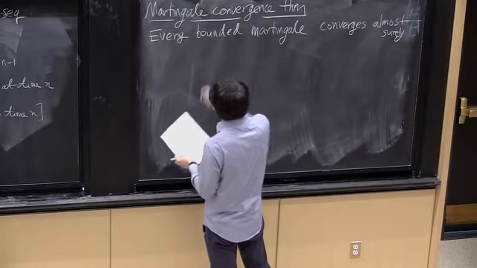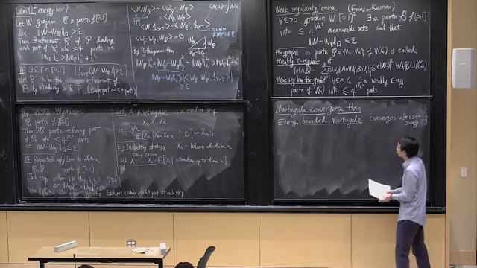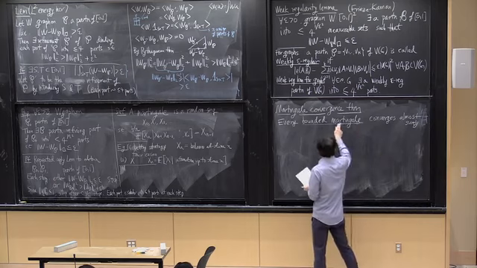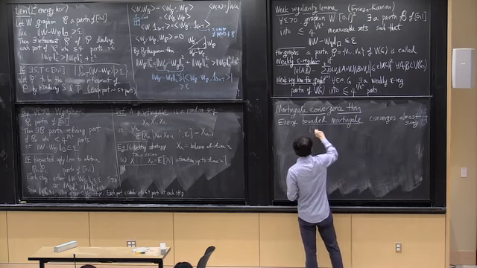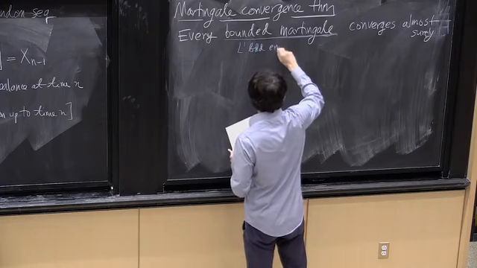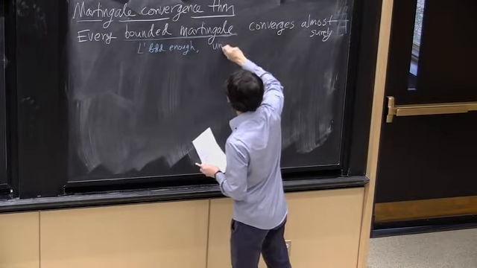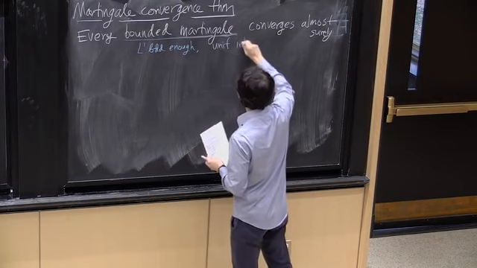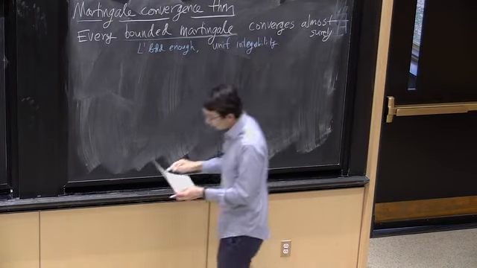I want to show you a proof of this fact. Let me just mention that the bounded condition is a little bit stronger than what we actually need. From the proof, you'll see that you really only need them to be L1 bounded. It's enough. And more generally, there's a condition called uniform integrability, which I won't explain.